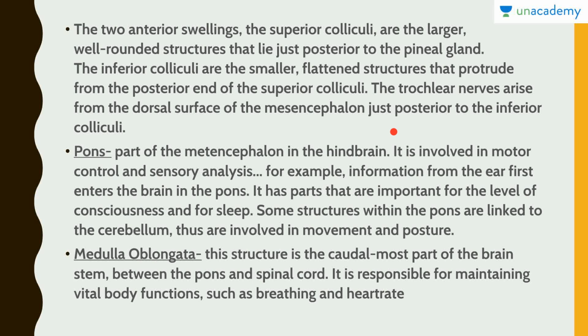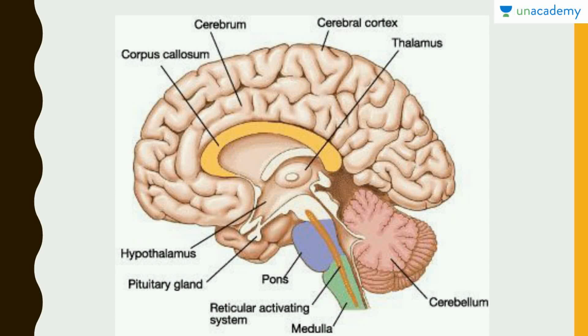Then we finally have the medulla oblongata, which is the structure that forms the caudal-most part of the brainstem between the pons and the spinal cord. It is responsible for maintaining vital body functions such as breathing and heart rate. So this is the structure.